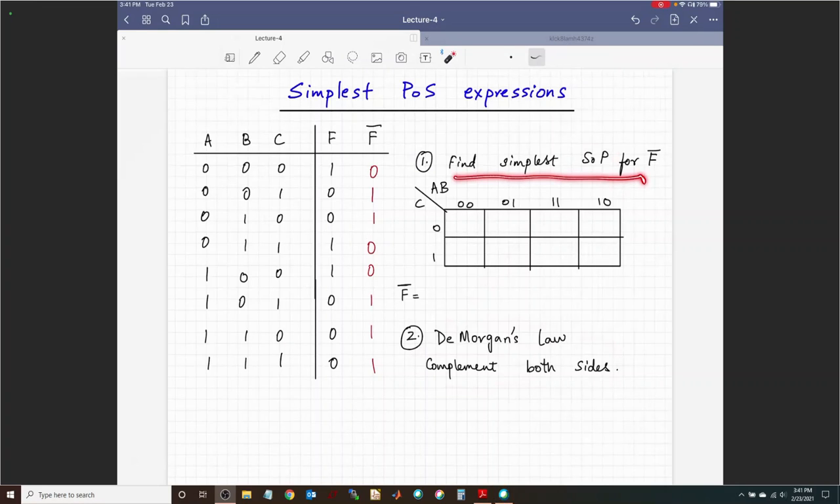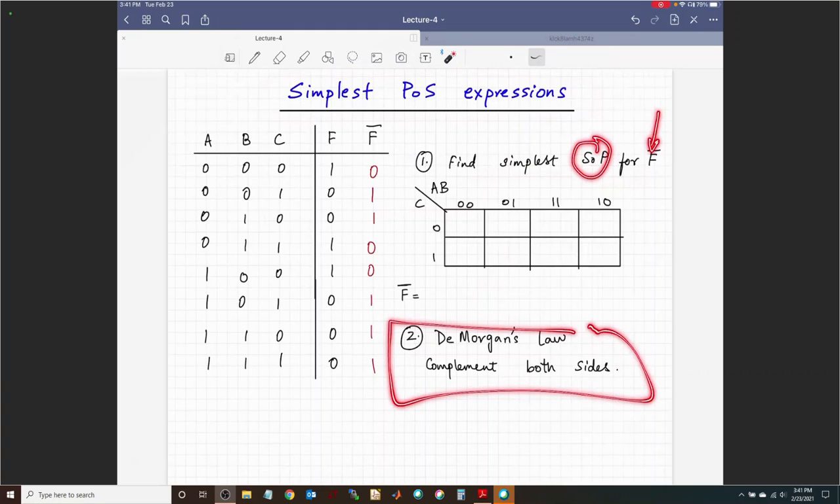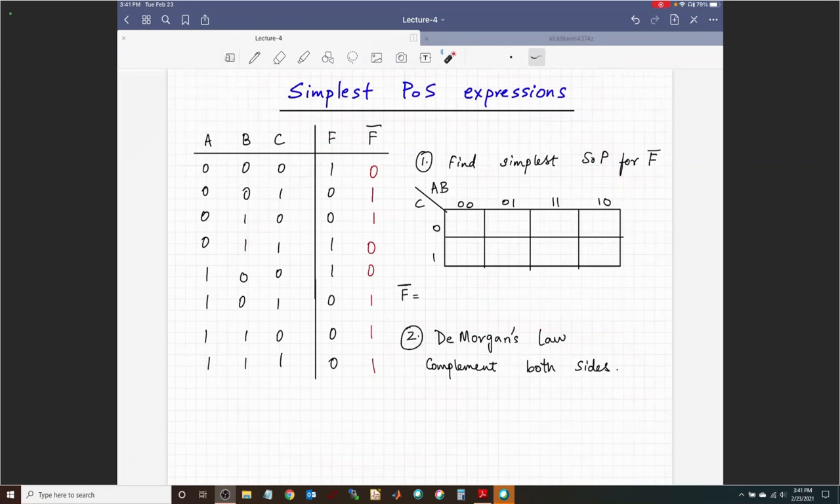Wait a second. I was trying to go to the simplest product of sum expression. So why am I going for SOP? The reason is I am trying to get the simplest SOP for F complement, not F, in order to go to the second step and eventually get the simplest product of sum for F. That's the example here. So let's see. I have written down the F complement here. I'm simply going to enter F complement into this 3 variable K-map and start grouping the ones because I'm after the simplest SOP. De Morgan inverses the output. Yes.